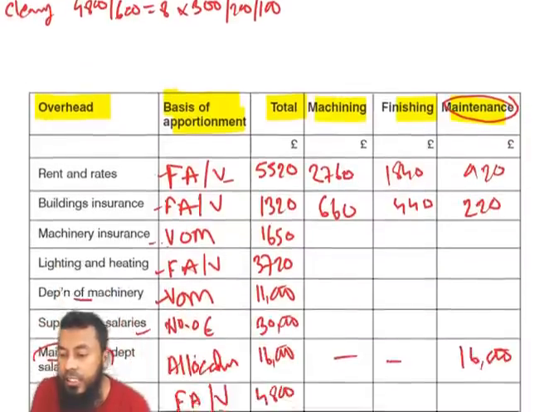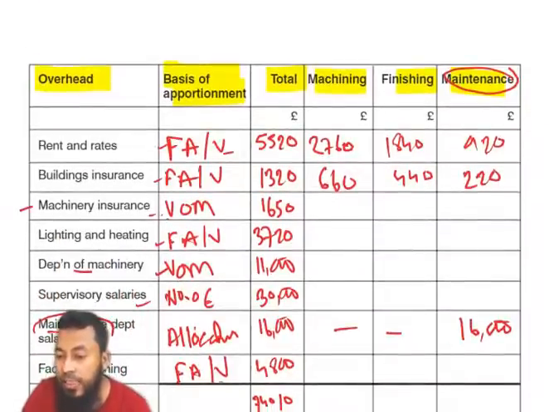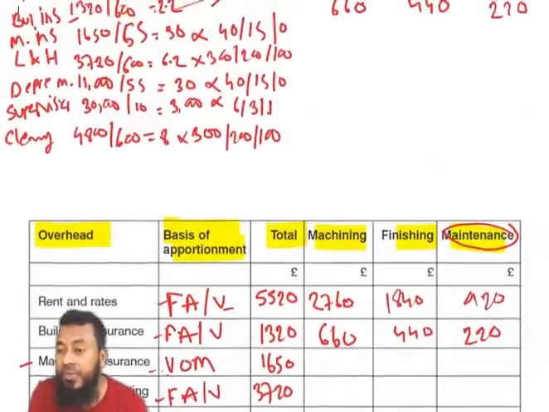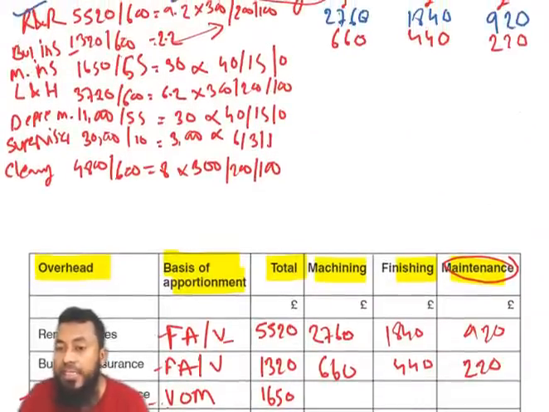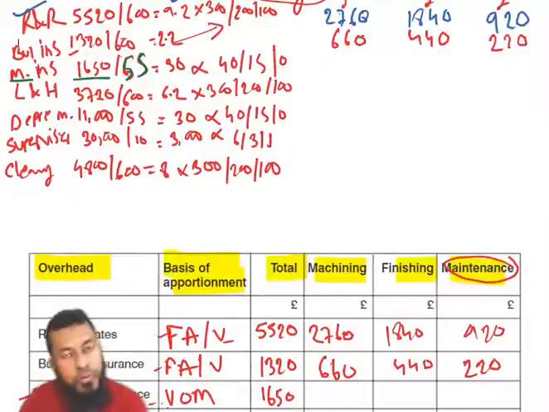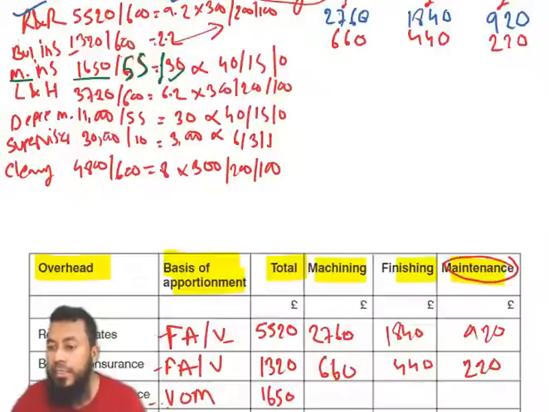Next one, after the building insurance, is machinery insurance. Look at this, 1650, but based on value of machinery, and we know the value of machinery is 40,000 and 15,000, so altogether 55,000. Machinery insurance 1650 divided by 55,000. You can do 1,000 or you can do 50. It gives you 30 per unit, with 40,000 for machining and 15,000 for finishing.